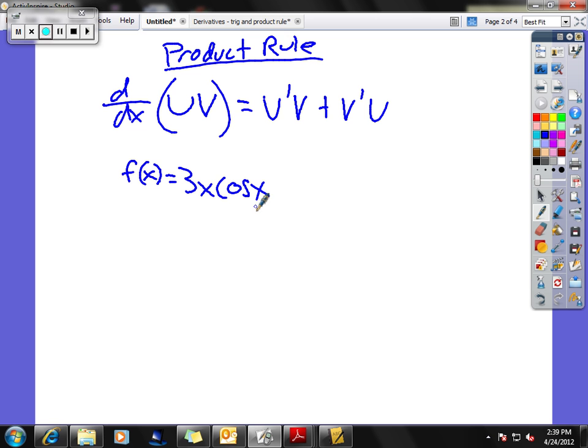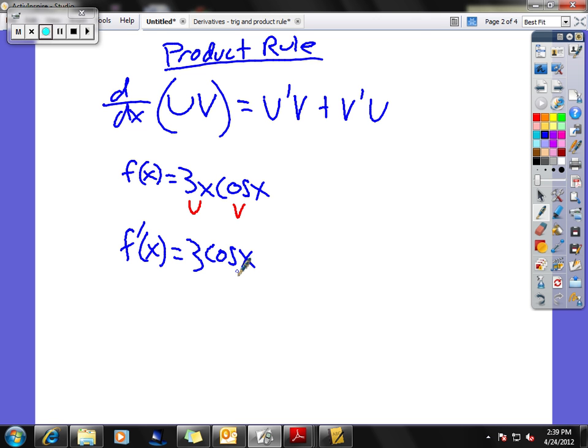So we have two functions here, and what you want to do is label them u and v. I'm going to take my 3x and make that u, and my cosine x and make that v. Now I can do f prime of x. I do u prime, which in this case is 3, times v the way it is. You never do both of the derivatives at the same time. You do one derivative at a time, and the other part is the original.